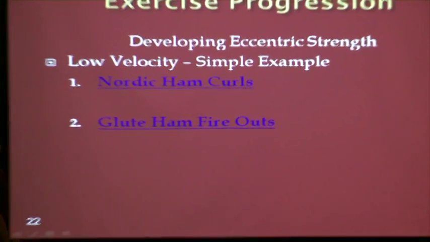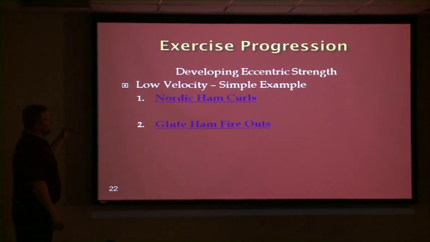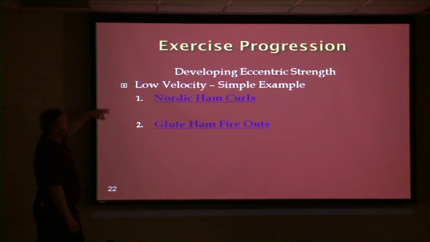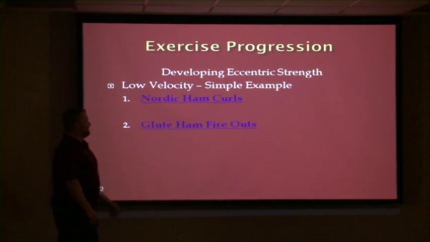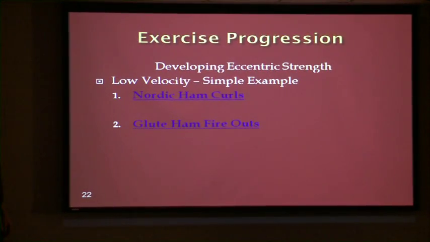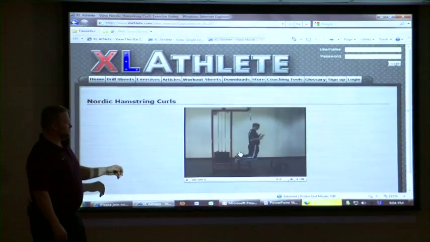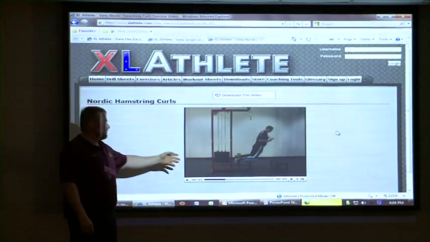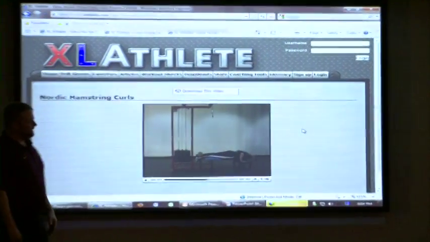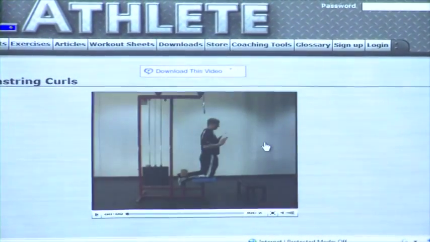Now, I'll give you a quick example of basically a progression. You can do the Nordic ham curls, which is a very tough exercise. And these are kind of low velocity. A simple example, if you want to hit the hyperlink. I'm sure you've seen them. To do this exercise, it gets pretty tough. And some people say it's bad for you. I don't know. I've had 200-300 athletes do it every year. I don't have many hamstring problems, if any.